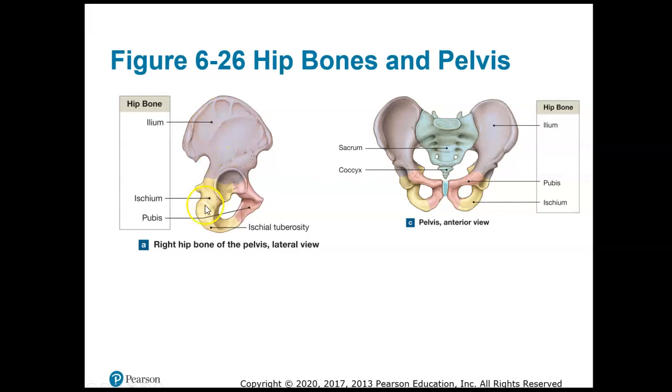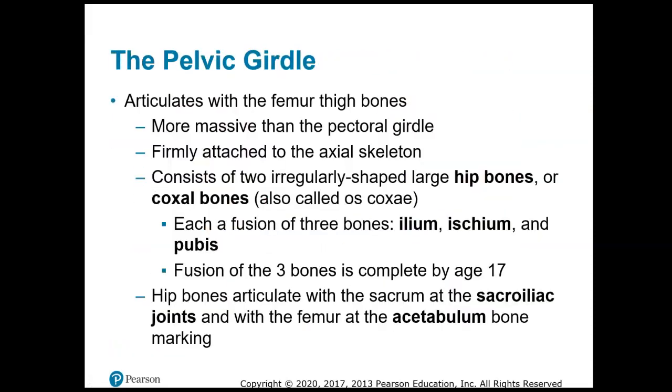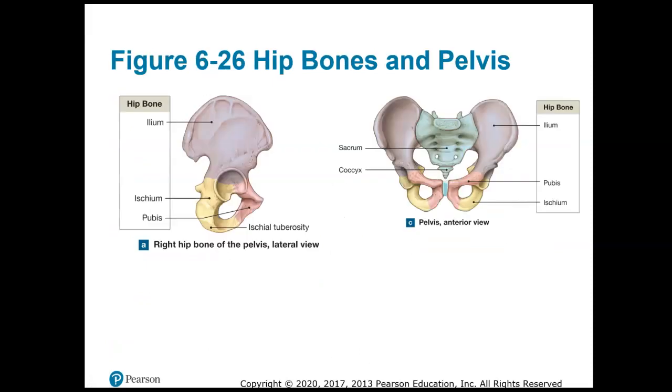And then you have the ischium and the pubis. The pubis is the part that connects here in the center at this piece of cartilage called the pubic symphysis. The ischium has, I do want to mention the structures on the ischium.